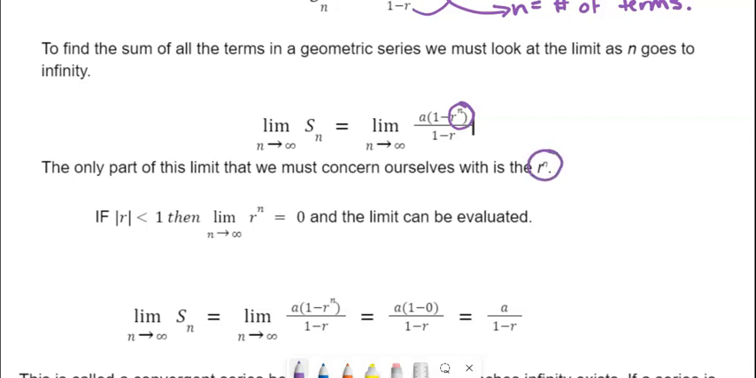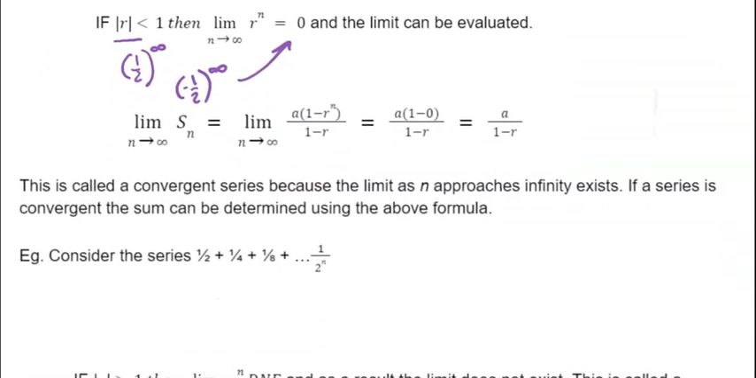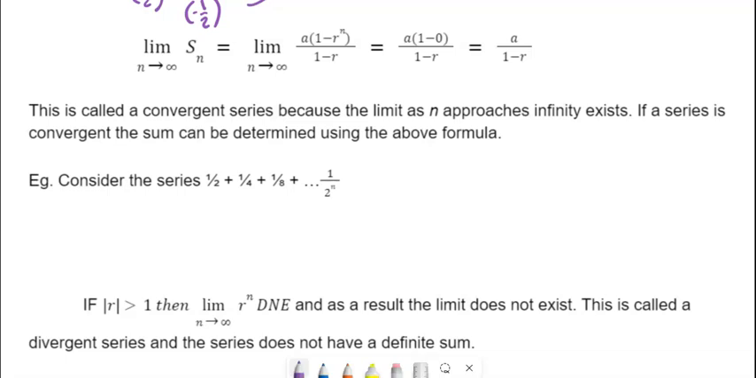If the absolute value of r is less than 1, so for example, if it is 1/2 or negative 1/2, then both of these things will go to 0. And that means that we can evaluate the limit. In this case, this type of series is called a convergent series because the values of the series keep getting closer and closer to one number. Okay, and we can evaluate the limit.